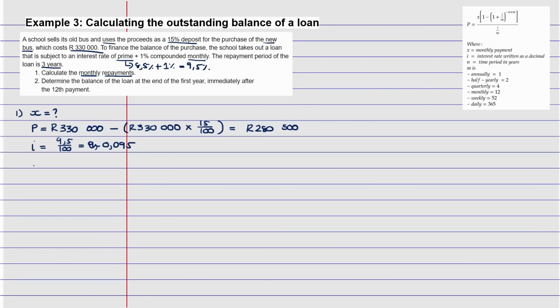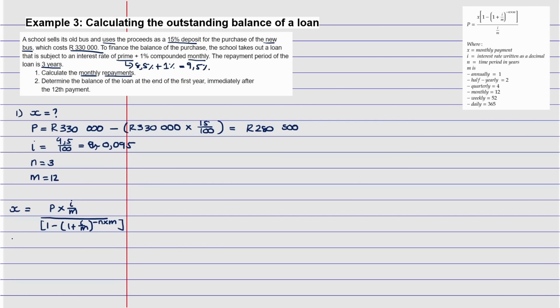Then we're going to have the following. Remember that we need N. N is 3 years, right? Then M, it's compounded monthly, so it's going to be 12. So we have everything. So I'm just going to write the formula in terms of X, when X is the subject, which is going to be the same as P multiplied by I divided by M, right? And this whole thing is going to be divided by the square bracket, which is going to be 1 minus, then open bracket 1 plus I divided by M, to the power negative N multiplied by M, right?